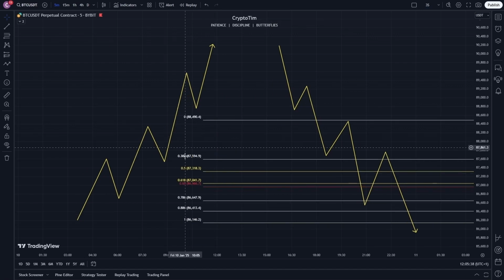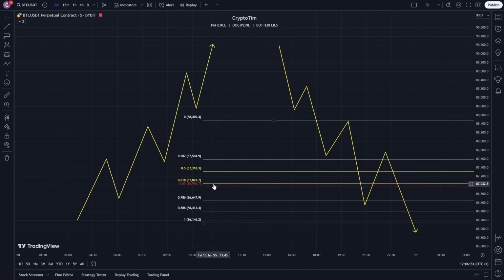Out of all these different levels, the most important one is the 618. Why? This is the golden ratio. It's based on the Fibonacci sequence itself, the math behind it. I'm not going too deep into it, but this is based off the phi golden ratio, the golden constant, which is approximately 1.61803. But that's not important for us. We just have to know it's the most important Fib level.